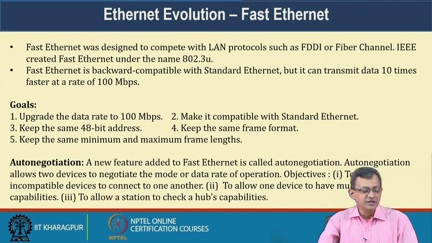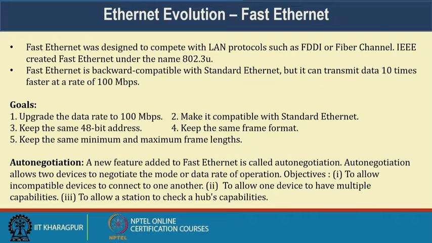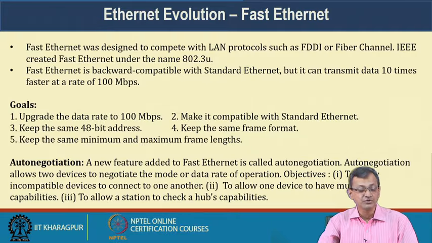So, Fast Ethernet we have already seen. It was designed to compete with LAN protocols like FDDI or Fiber Channel. IEEE created the Fast Ethernet 802.3u, which has a rate of 100 Mbps. The goals were to upgrade the data rate to 100 Mbps, make it compatible with standard Ethernet, keep the same 48-bit addressing scheme, and keep the same frame format. So, there is no incompatibility; keep the same minimum and maximum frame length.